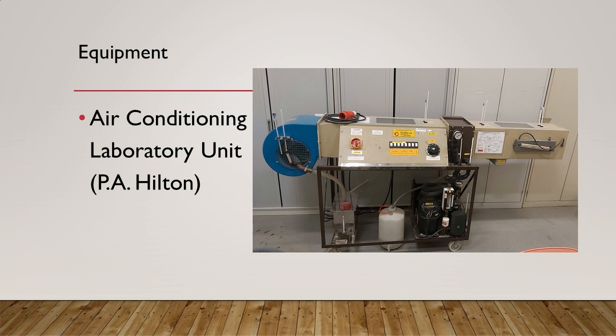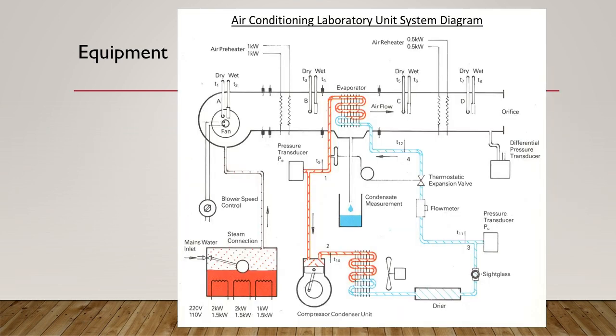The equipment to be used for carrying out this experiment is the air conditioning laboratory unit manufactured by P.A. Hilton. It consists of an air-cooled packaged condensing unit, a thermostatic expansion valve and evaporator. On the air side, it has an air blower and air heaters. This is the system diagram of the air conditioning laboratory unit.